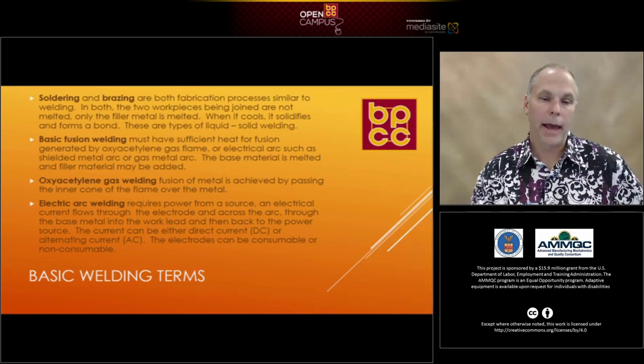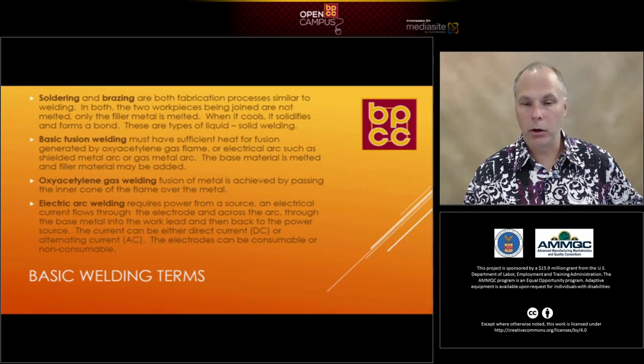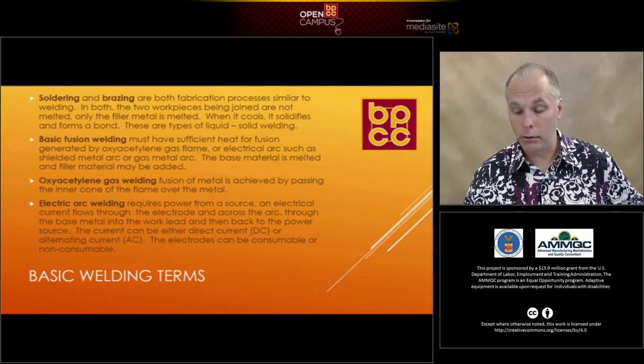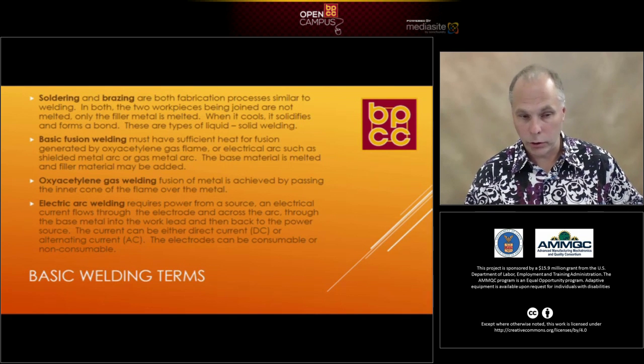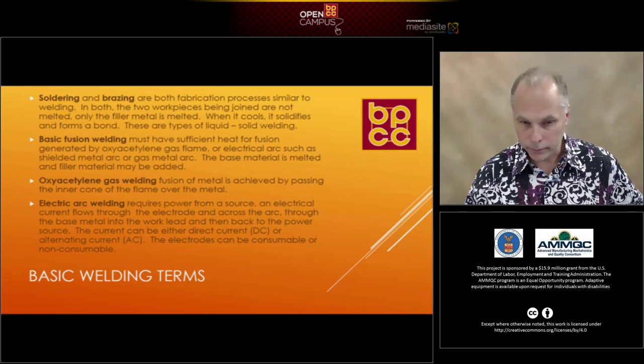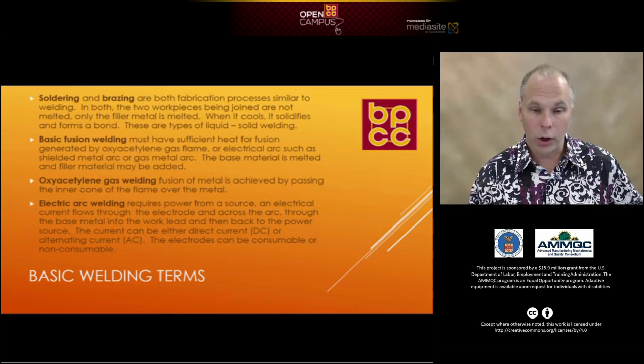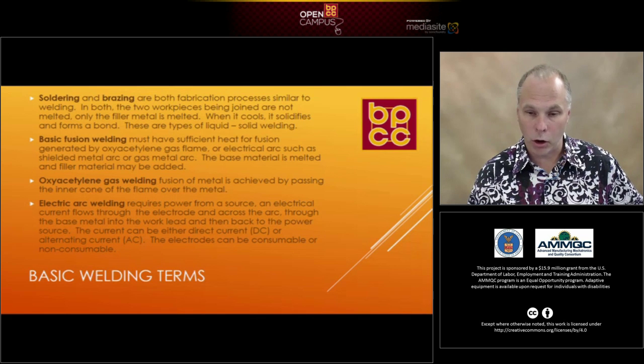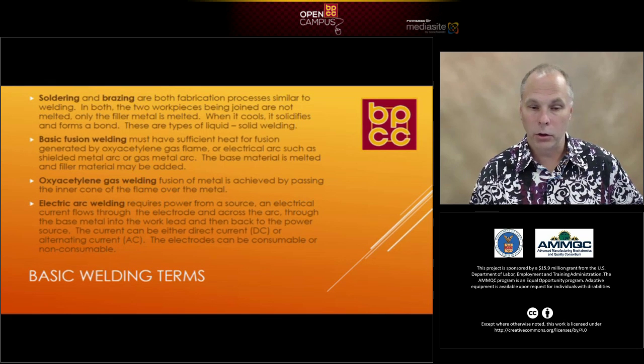Then you have oxyacetylene gas welding. This fusion of metal is achieved by passing the inner cone of the flame over the metal. And then you have what we all kind of associate with welding, which is electric arc welding. It requires power from a source. An electrical current flows through the electrodes and across an arc, through the base metal into the work lead, and then back to the power source.